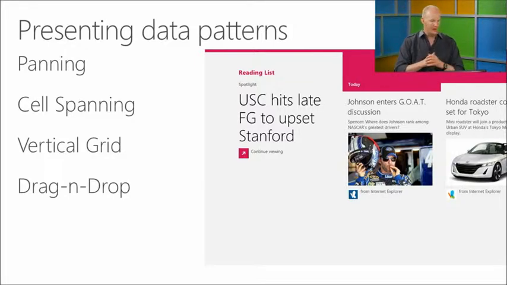Being able to support vertical grid views is new within the grid view control, so it's very easy for me to have a layout that's tuned to my particular scenario. For example, the Xbox Music app is a vertical pan, so I'm panning through my music collection, where I might have thousands and thousands of albums. And then drag and drop, just another great example of something that's built into the control, a very common pattern that you can leverage within your application.